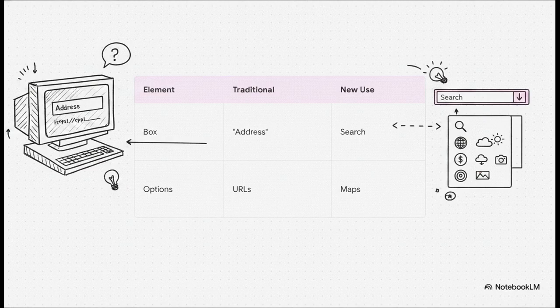But look at how that interface element was treated. It was permanently labeled with the static word "address." But here's the thing. Once a user learns what that box does, that static label is just dead weight. It's taking up prime screen real estate.